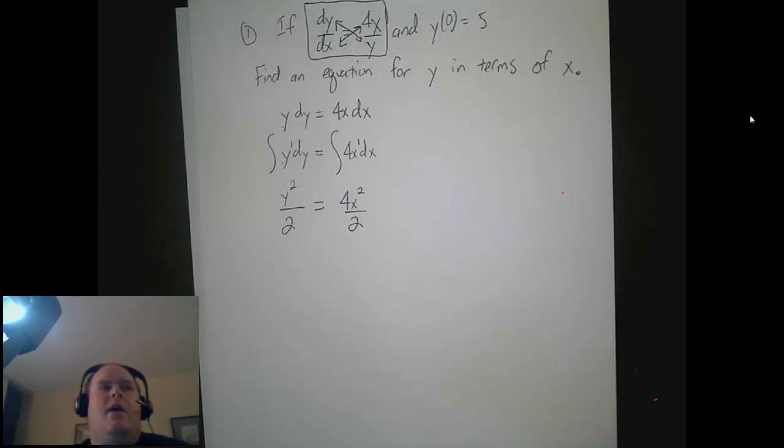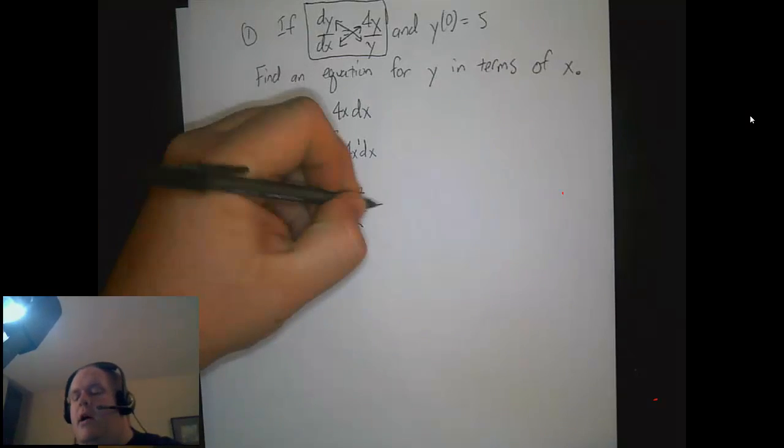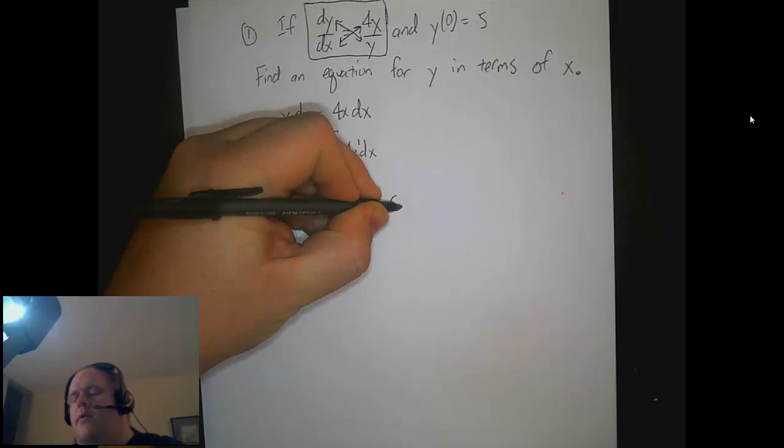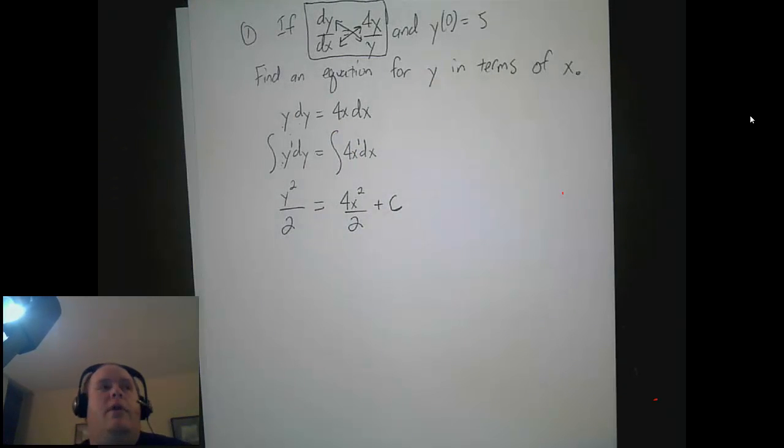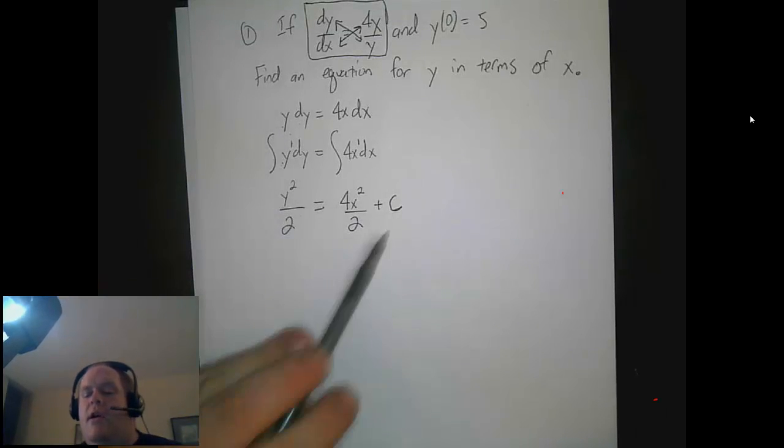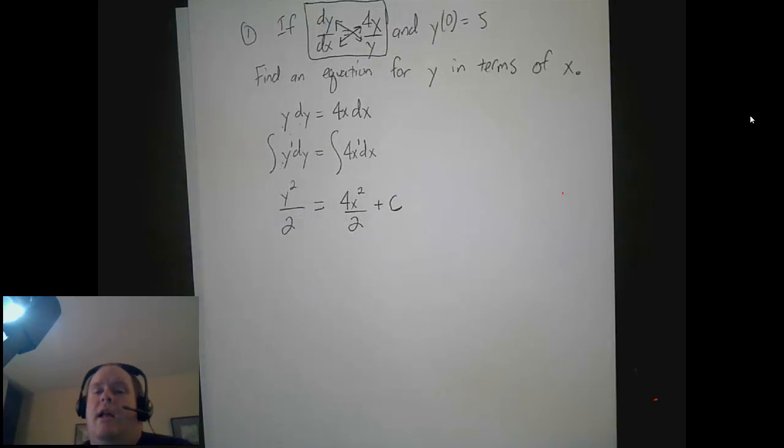Now, that's not quite the exact answer. Remember, whenever we take the antiderivative, we need to add a constant value. So I'm going to add a constant value. For anyone wondering why I only added it on one side, it's because we only need one constant. If I put the constant over here and here, since we don't know what the constant is yet, we really only need one of them. We don't need 2.